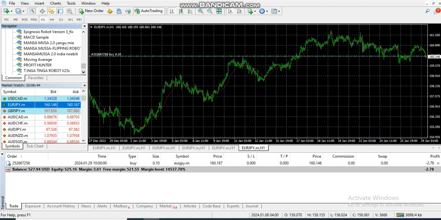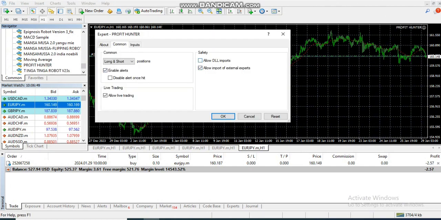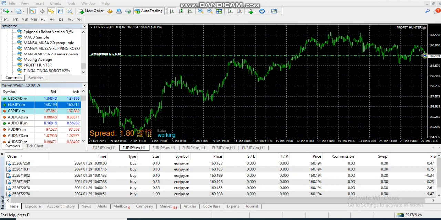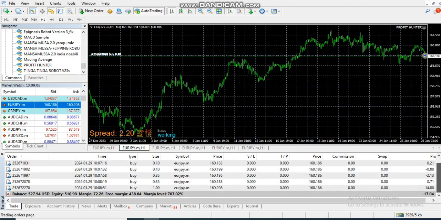I will just add the bot. Okay, after you finished everything and you added the bot the way you see it, you leave the bot to do its work. And from here I've already shown you everything.